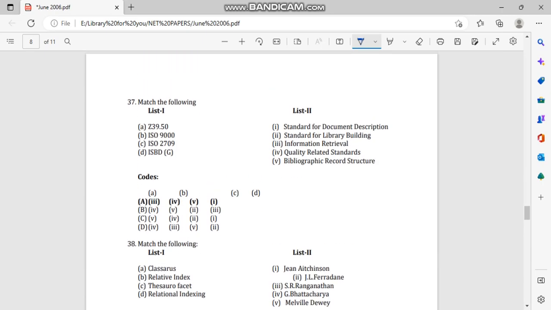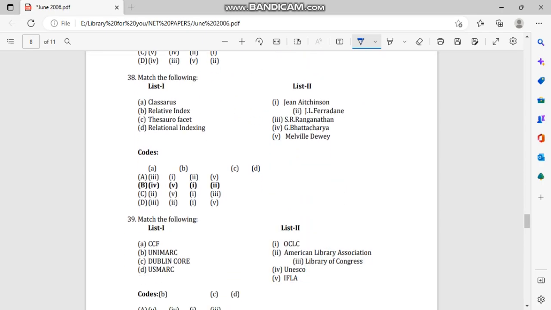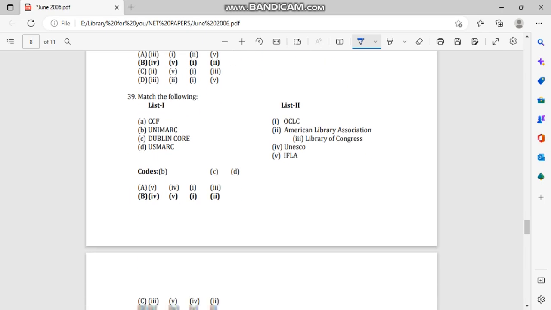Match the following: Z39.50 for the information retrieval, ISO 9000 for the quality related standards, ISO 2709 for the bibliographic record structure, ISBD for the standard for document description. Match the following: Classaurus is related with G. Bhattacharyya. Relative index with Melvil Dewey, thesaurus facet with Jean Aitchison, relational indexing with J.L. Farradane.